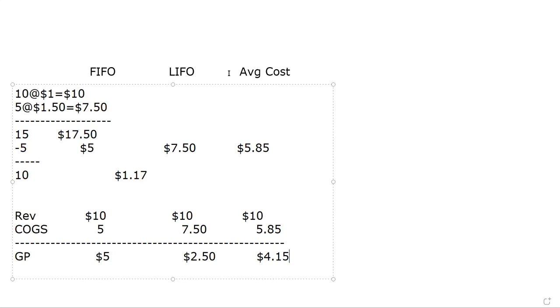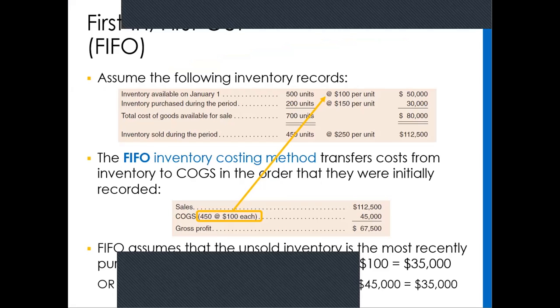So let's take a look at some more deeper numbers that we don't have to calculate. We'll go back to our slideshow and do a little deeper dive on those methodologies. So first we'll take a look at FIFO. We have beginning inventory here, 500 units at $100 each. We bought some inventory, 200 units at $150 per unit. And total goods available for sale, we have 700 units for a total cost of $80,000.